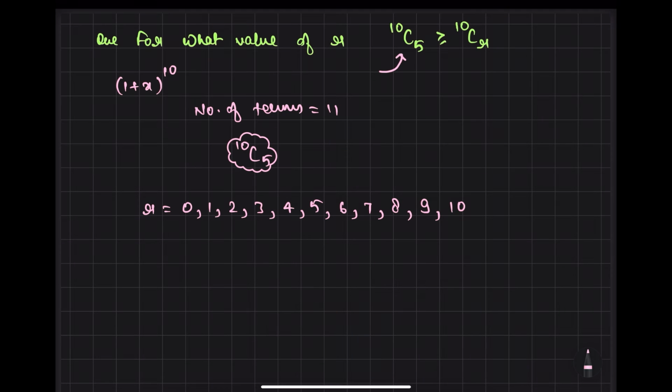You cannot write things like, sir, 5 will be greater than or equal to r. So r will satisfy 0, 1, 2, 3, 4, 5. You cannot say that.